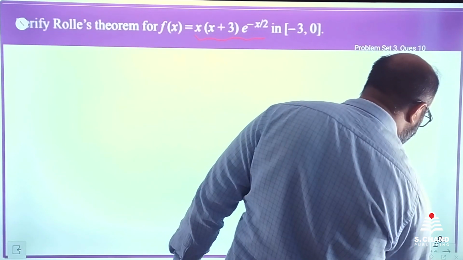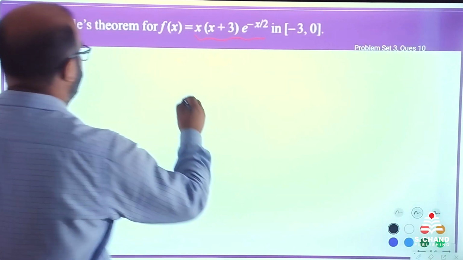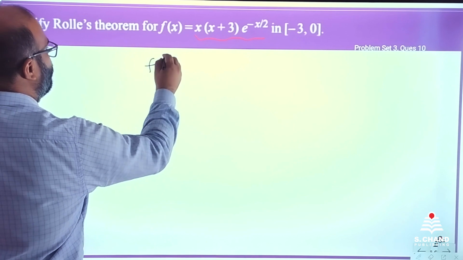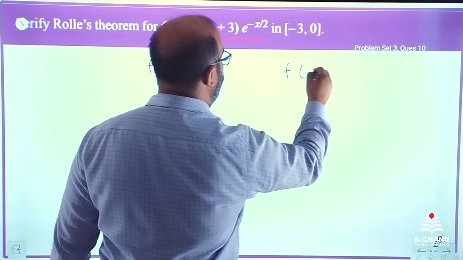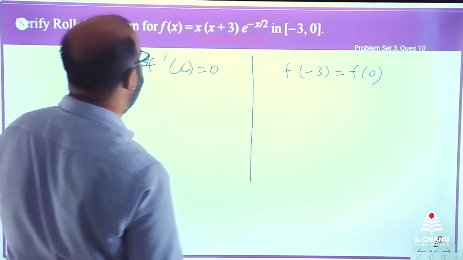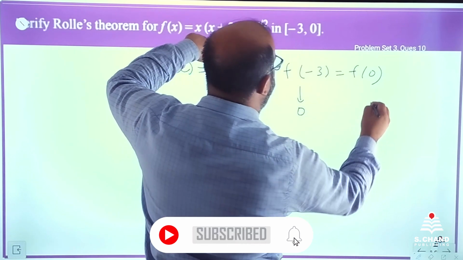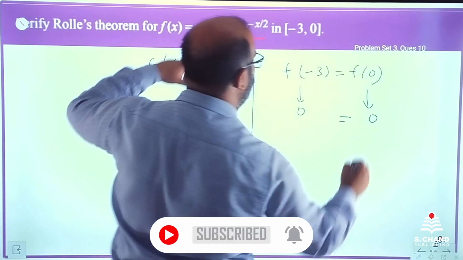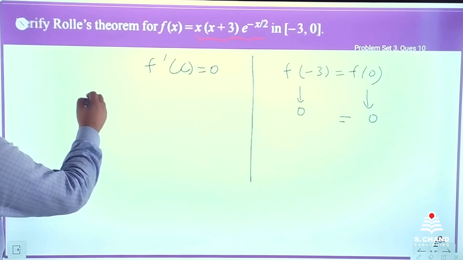Further, if it is asked to find the value c, f dash of c should be equal to 0. But that is possible only if f of minus 3 is equal to f of 0. Now f of minus 3, if you take, will be 0. And f of 0, when you take it, will also be 0. So they are equal to each other. So we can apply Rolle's theorem. Now we apply f dash c.